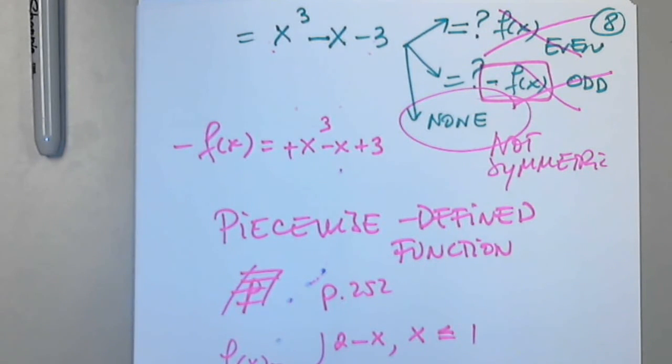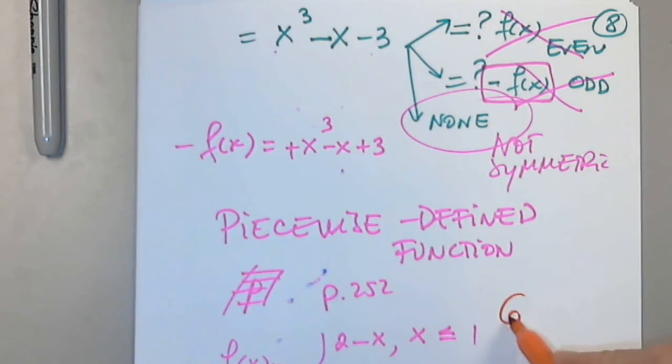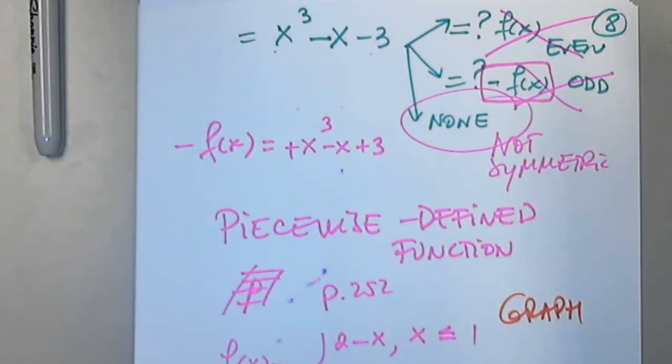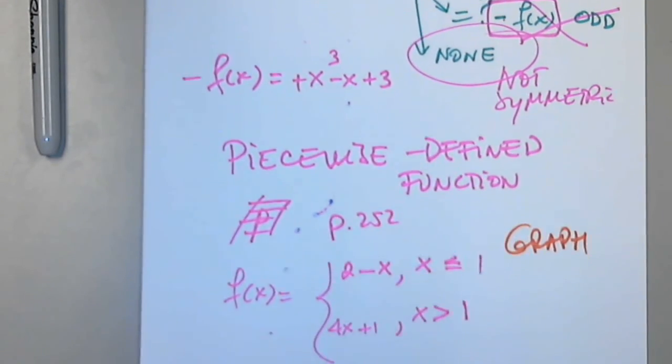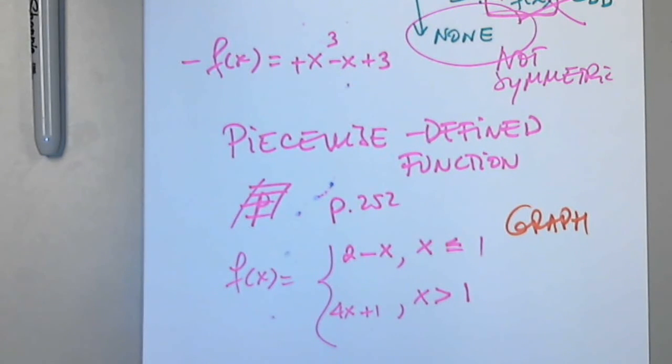What do I have to do or find first when I'm asked to graph? This is the question here: graph this piecewise defined function. What is the first thing every time I throw at you a piecewise defined function, any function?